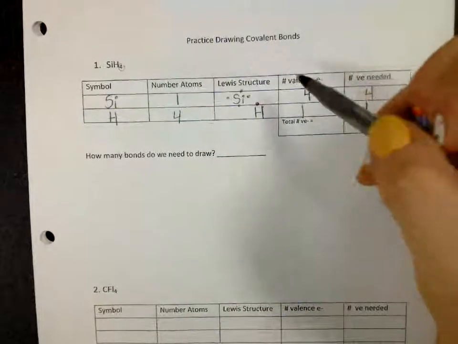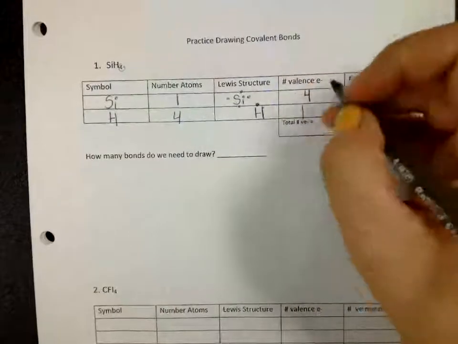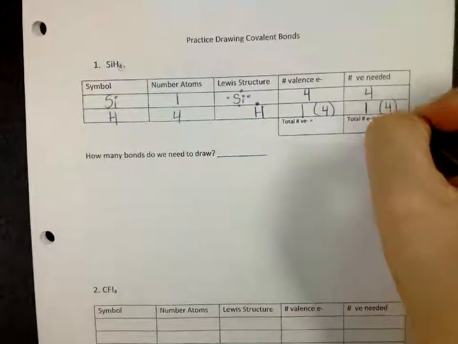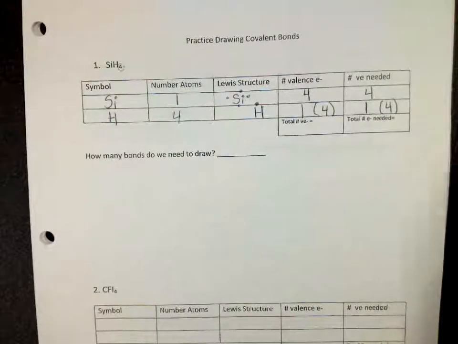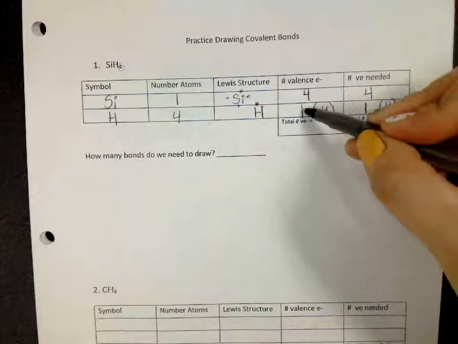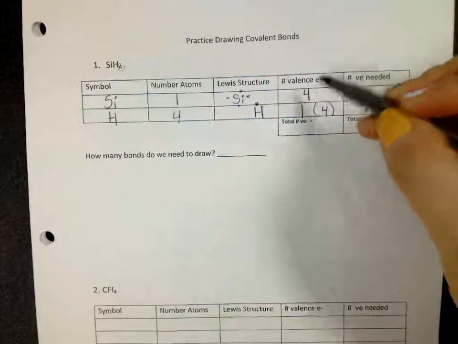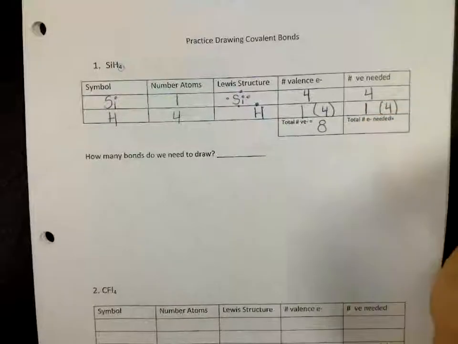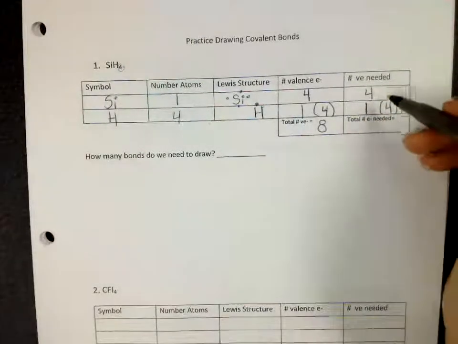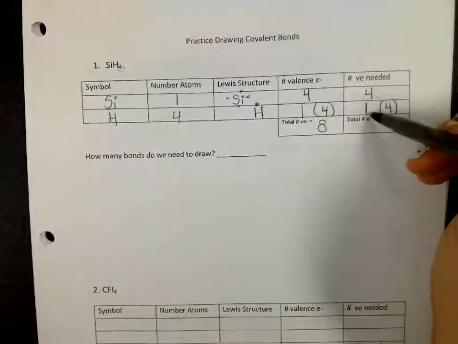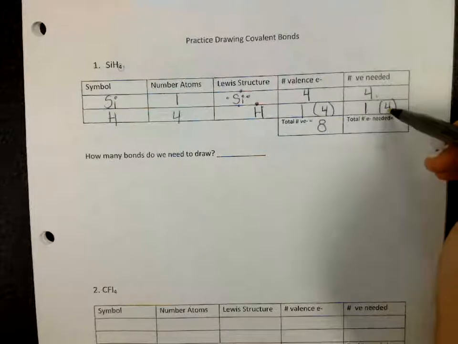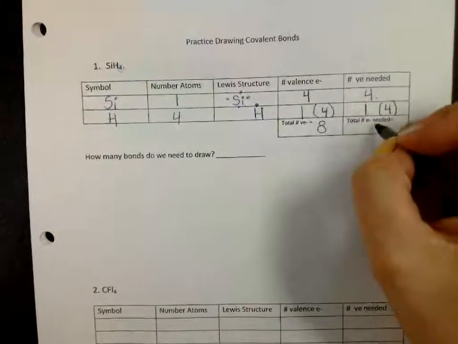All right. So we have 4 hydrogens, so we're going to multiply these 2 numbers by 4. So 4 times 1 plus 4 is 8. All right. 4 times 1, or 1 times 4 is 4 plus 4 is 8, right?